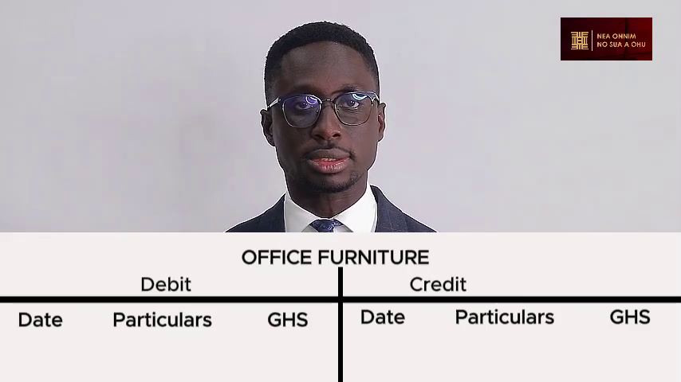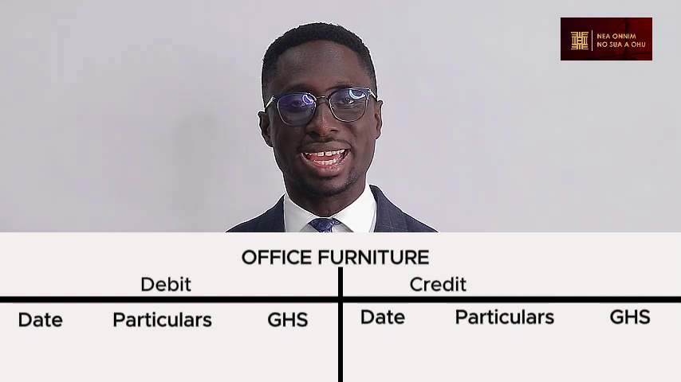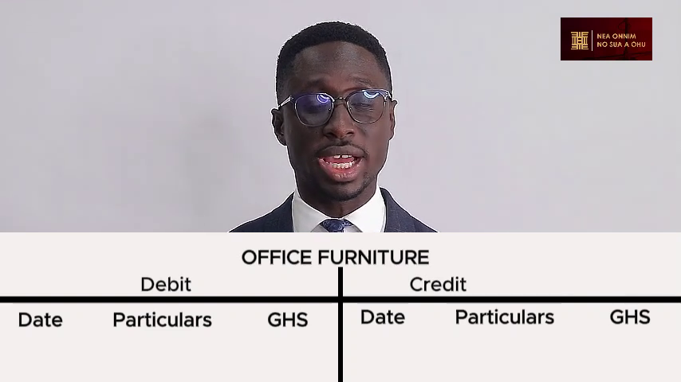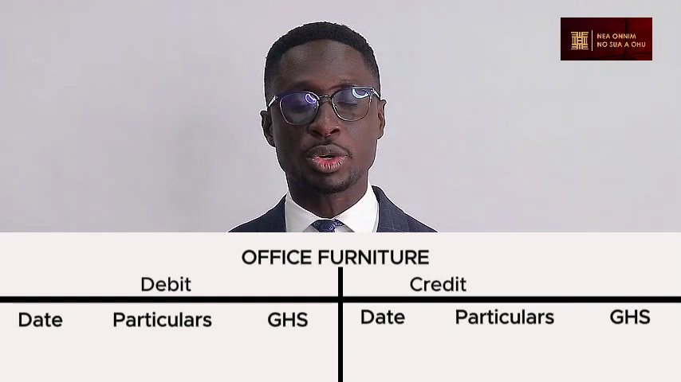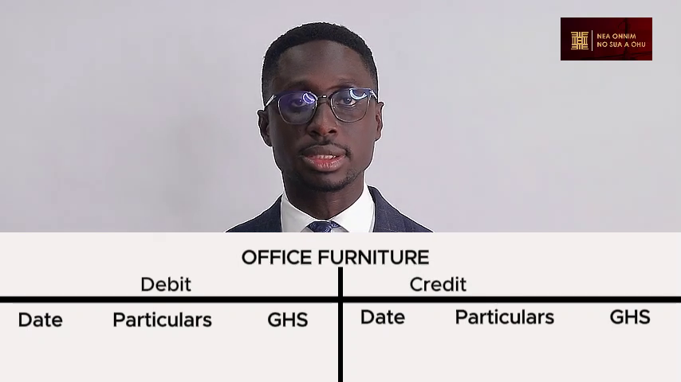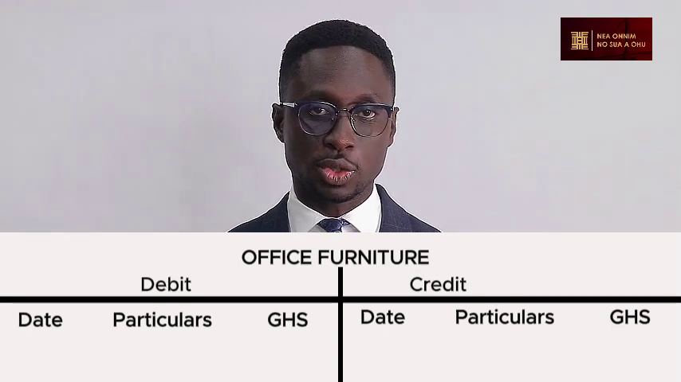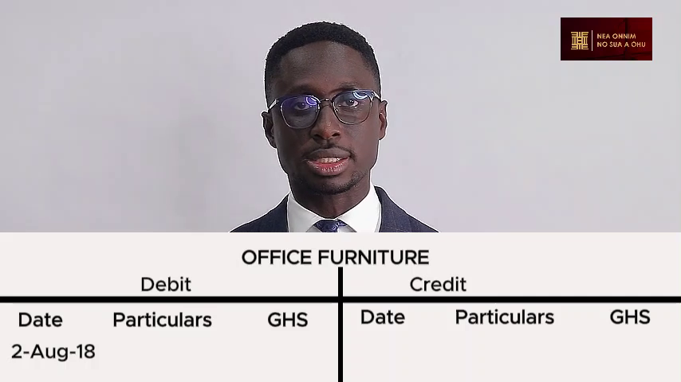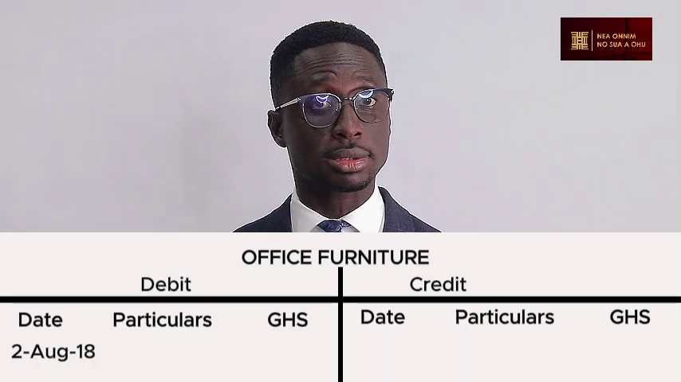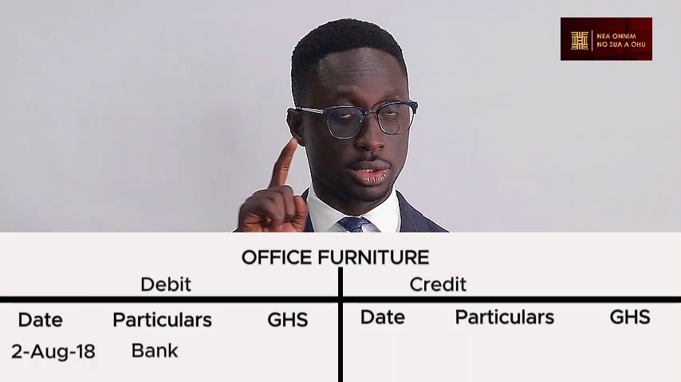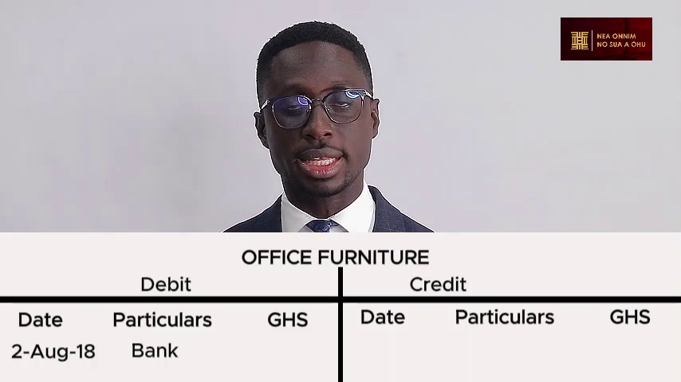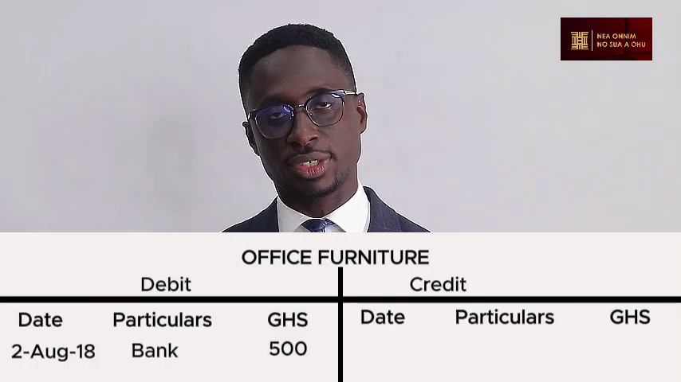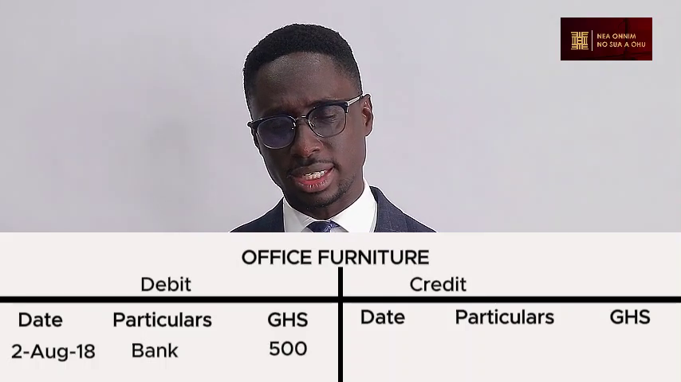Now, the transaction. In the office furniture account, we are debiting it. So we'll be recording it on what side? The left side. So on the left side, we write the date, August 2. For the particulars, what is the corresponding account? It's the bank account. So the particulars will be bank, and the amount will be what? 500 Ghana cedis. I hope this is clear.